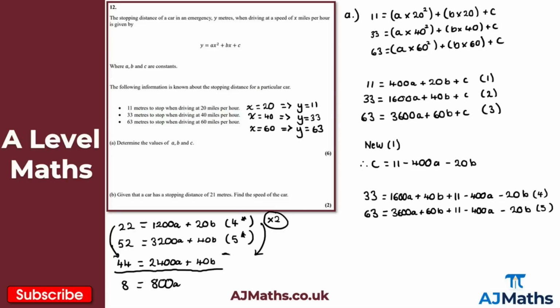Then obviously 40B minus 40B, they just cancel. In that case, we've got 800A is equal to 8. So therefore, A is equal to 8 over 800, which gives me 1 over 100.